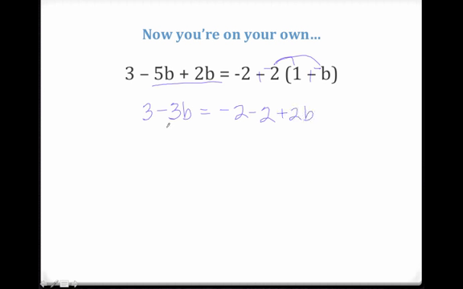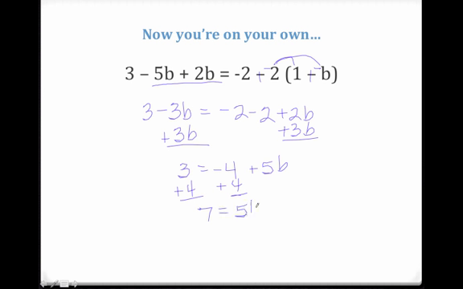I want to keep my variable positive, so I'm going to go ahead and add 3b to both sides. And again, I should have combined these. That would have been a negative 4. So I've got 3 equals, there was my negative 4 plus 5b, and I'm going to add my 4. So that's 7 equals 5b. Divide now by my 5 to give me b equals 7 over 5.